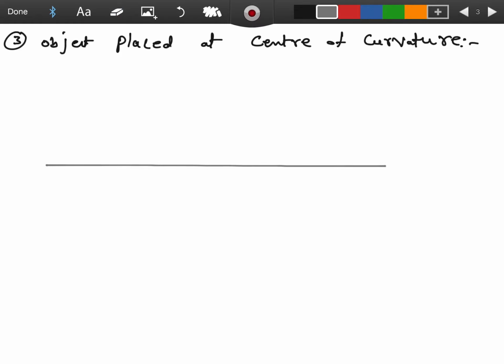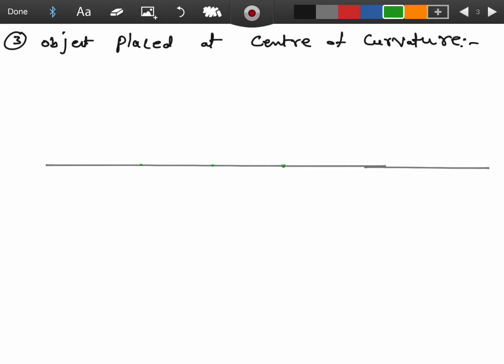Yes, I draw the principal axis. Next, represent the optic center and focus on both sides, center of curvature on both sides. Let this be my optic center, 3 centimeter is here, this is some focus, this is my center of curvature.